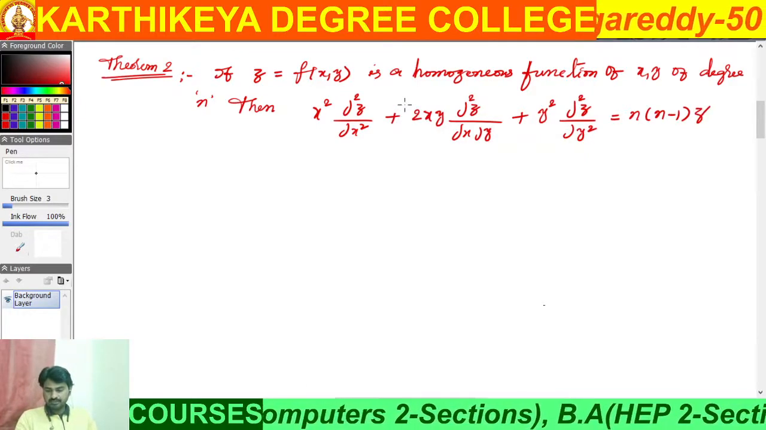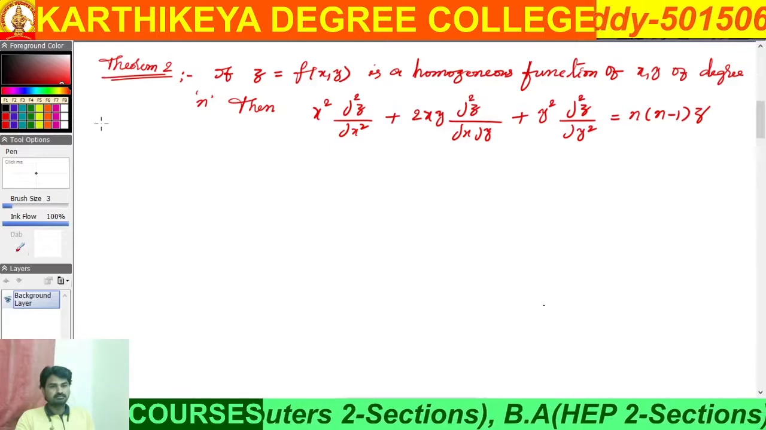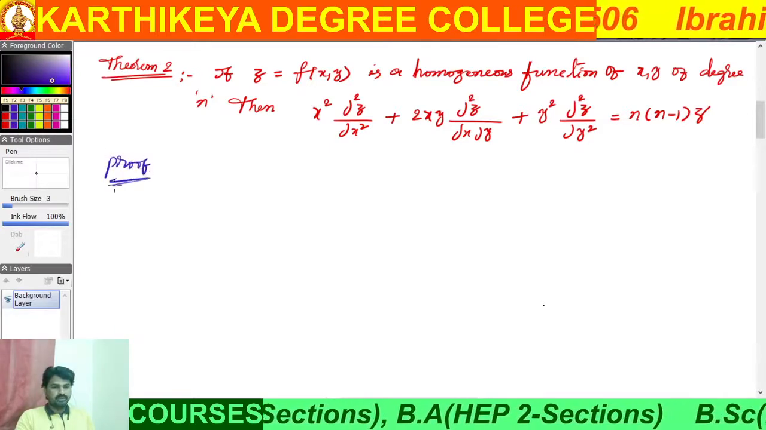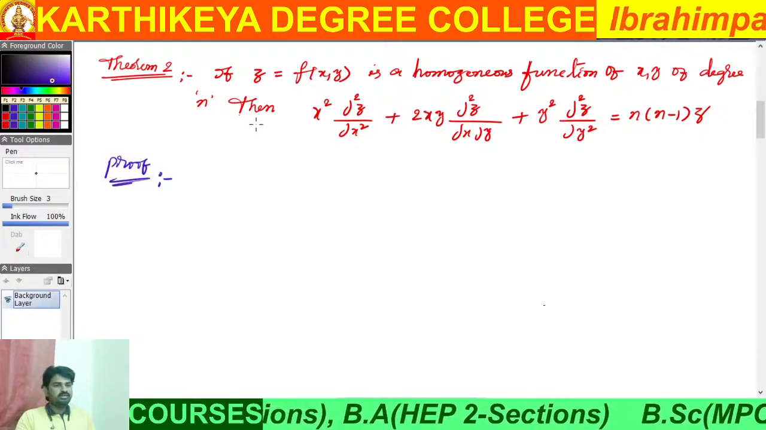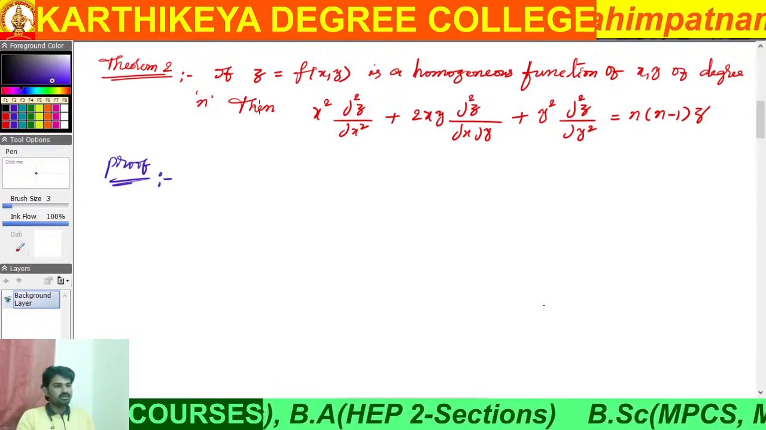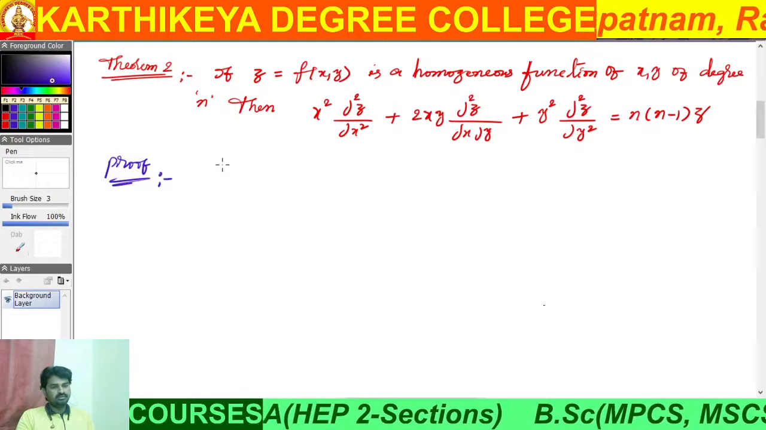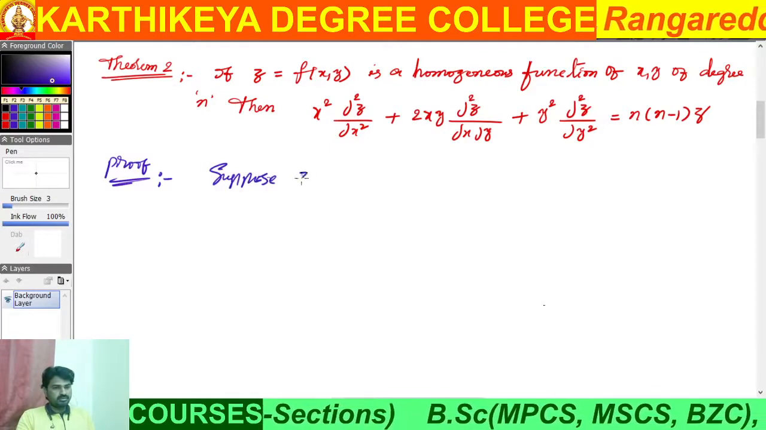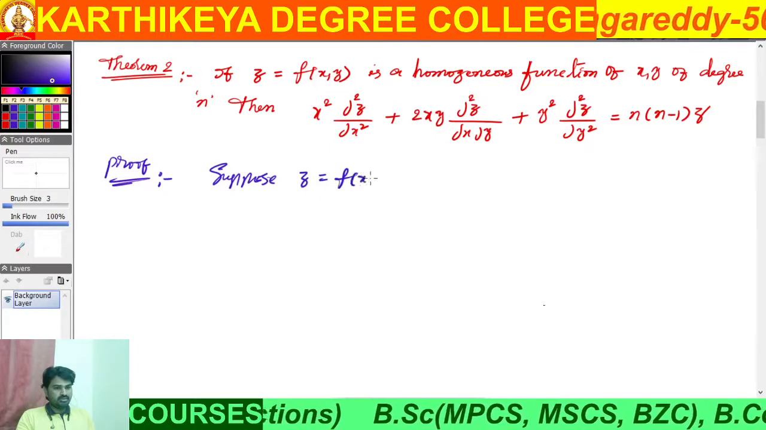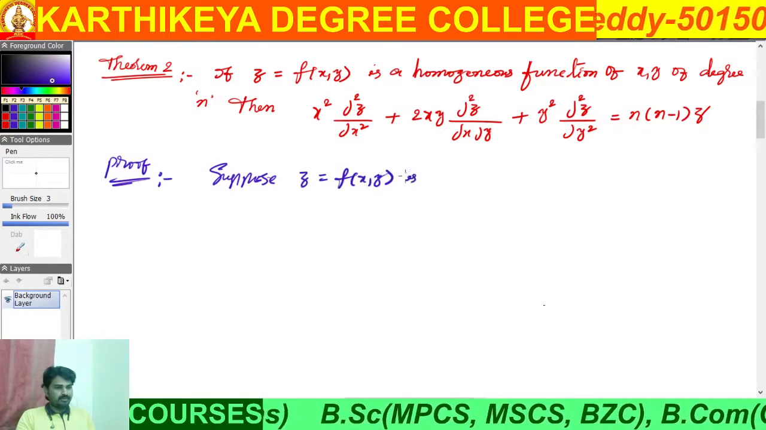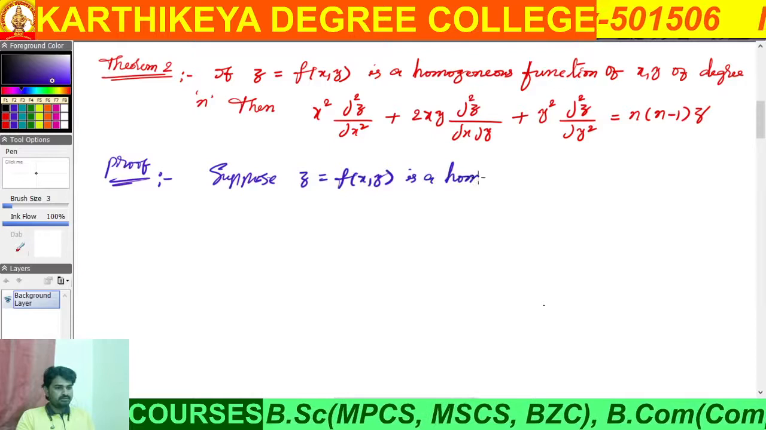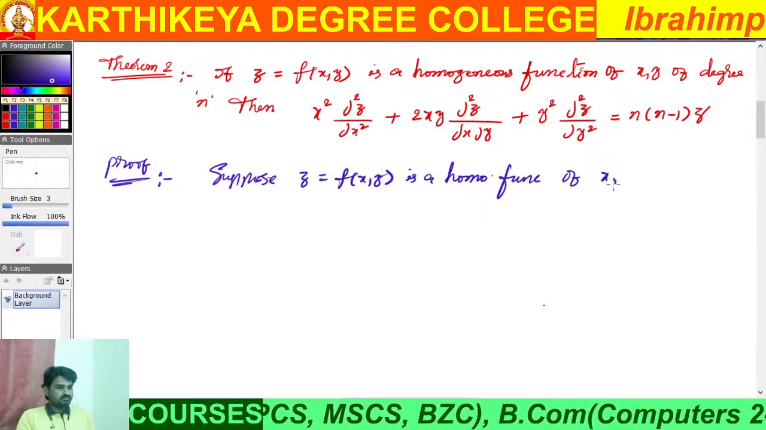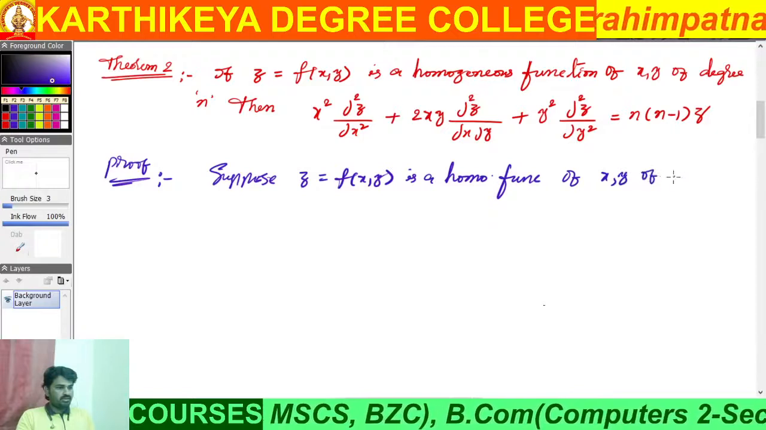Okay students, now the proof you are going to write. So first read the given theorem. If z is a homogeneous function of x comma y of degree n. So first of all we have to take, suppose z is equal to function of x comma y is a homogeneous function of x comma y of degree n.